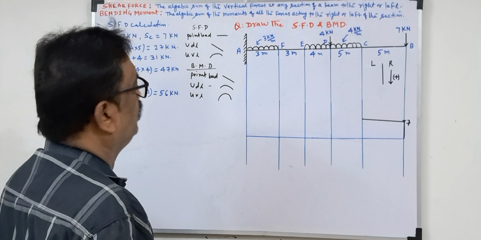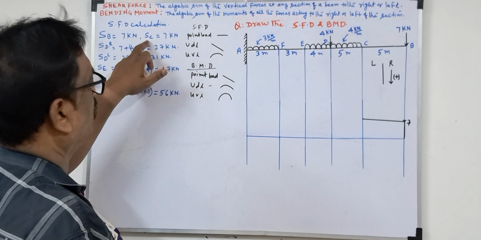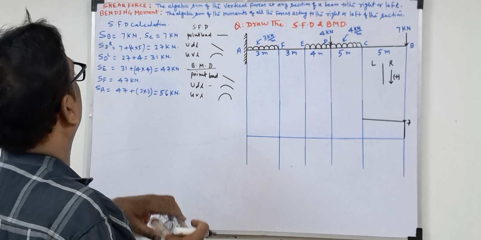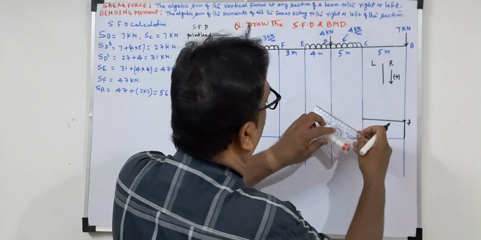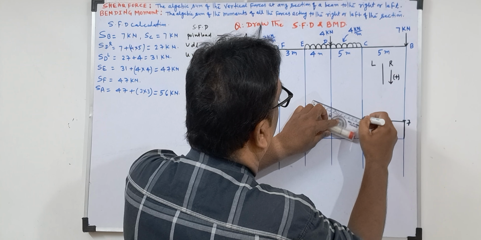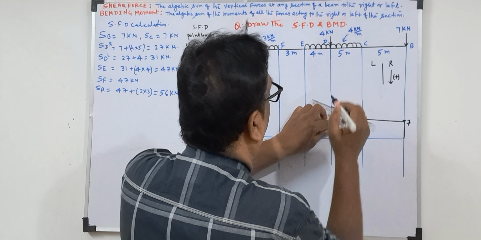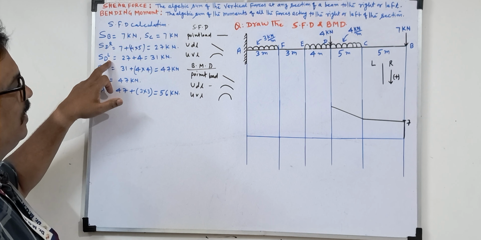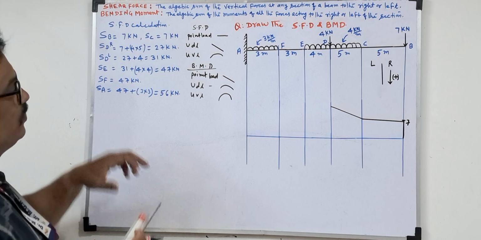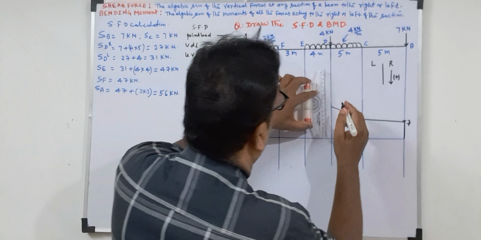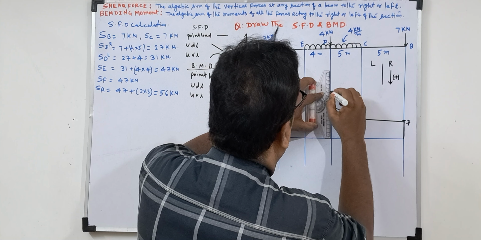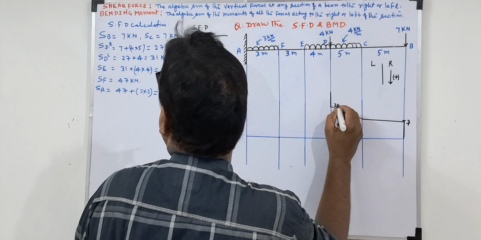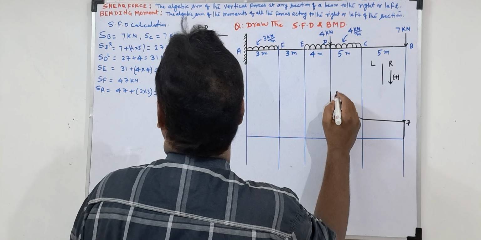Now C to D, up to C same, 7 to 7. Up to D, it is 27 kilonewton. But this is a UDL, so we go along the inclined line. Now see here, SFR and SFL. That means one more point load is acting. So how much is it coming? 31. So here itself we draw another vertical line. This will be 27, and this will be 31.